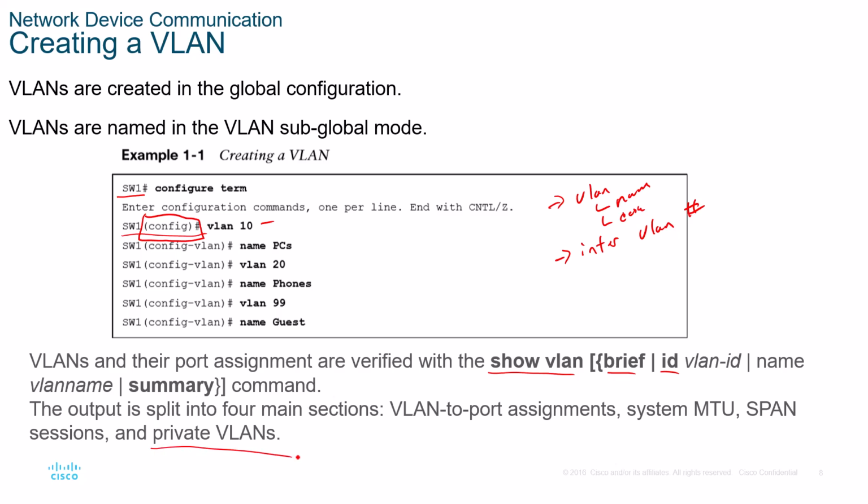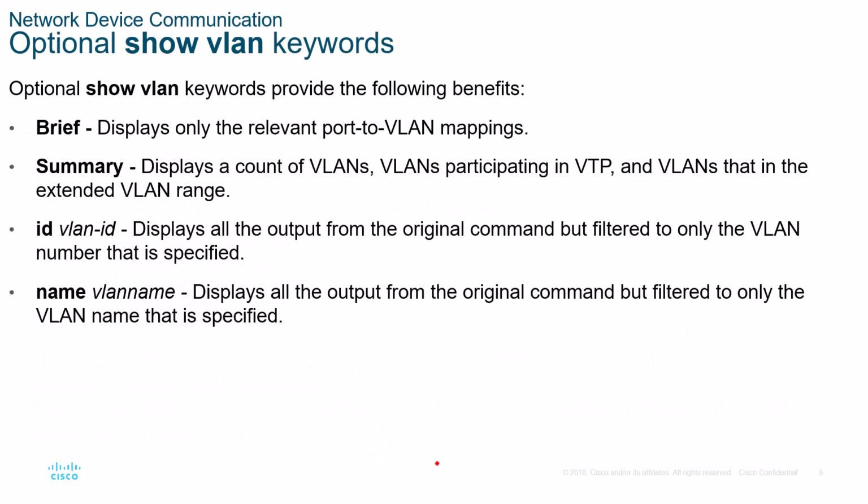Interesting. If there's a private VLAN, is there a public VLAN? The answer is yes, there are public VLANs. And this is way outside of the scope of this specific video, but there are additional videos on advanced switching that cover private and public VLANs.